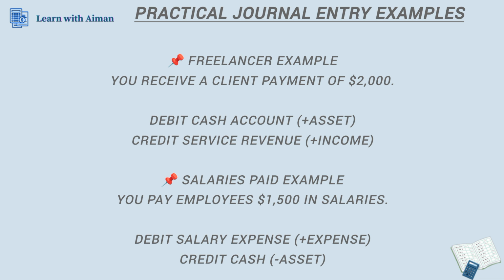Salaries paid example: you pay employees $1,500 in salaries. So debit salary expense because it's an expense, and credit cash because it's an asset. So we are reducing it.